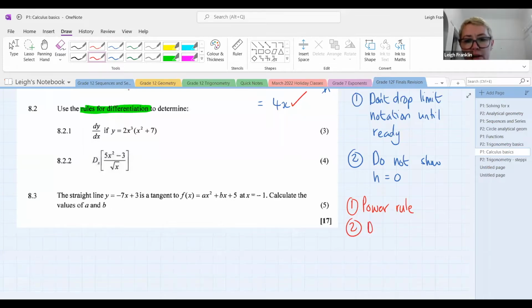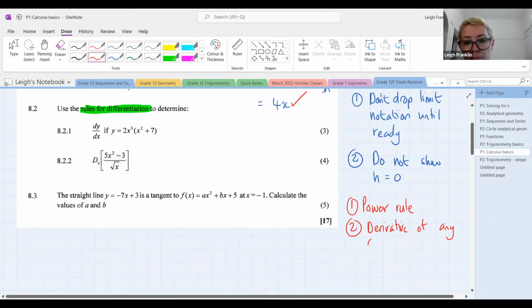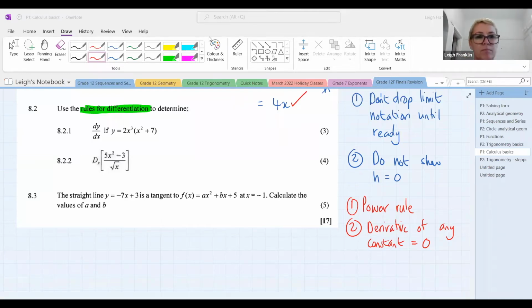The derivative of any constant is? What's the derivative of any constant? It's always equal to 0. Quite right.